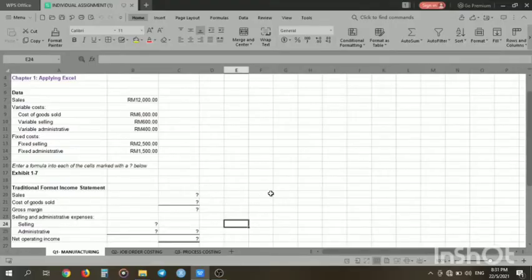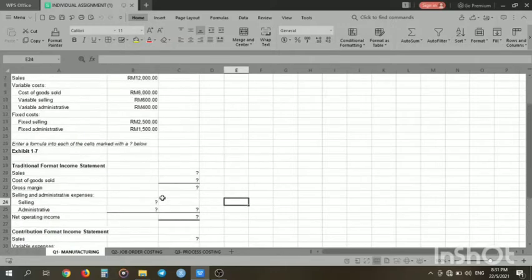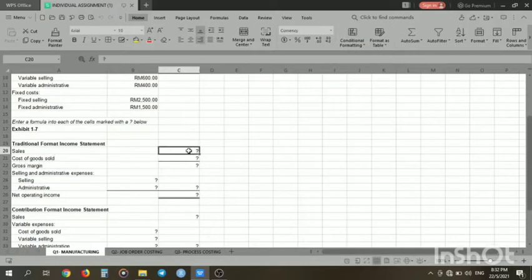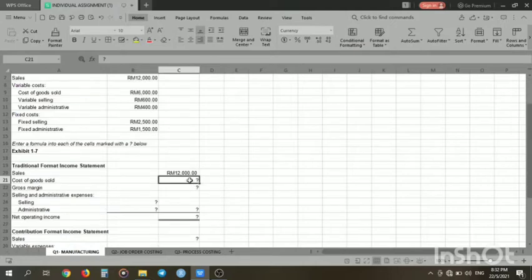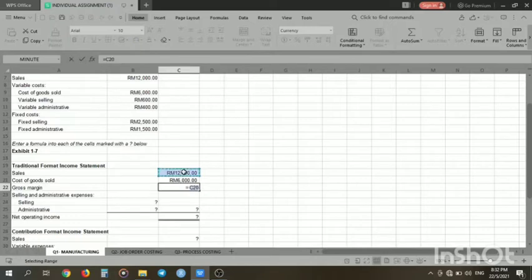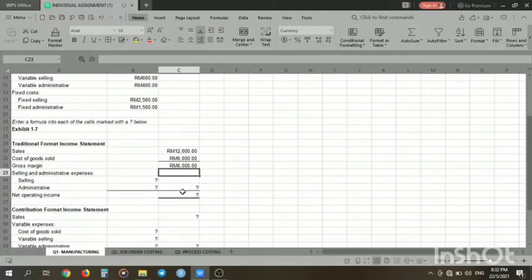For question number 1, with the topic of manufacturing, there was data given to solve 2 formats of income statement, which are the traditional format and the contribution format income statement. First, to solve the traditional format income statement, sales should be 12,000 ringgit. Cost of goods sold equals 6,000 ringgit. To get the amount of gross margin, sales minus cost of goods sold equals 6,000 ringgit.